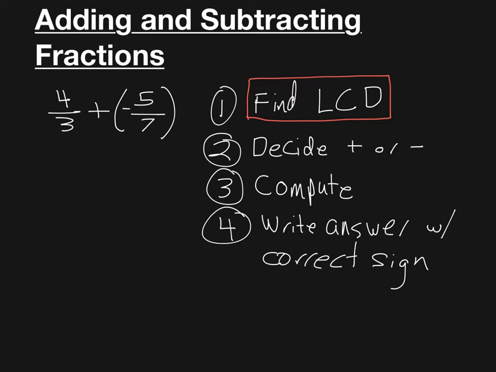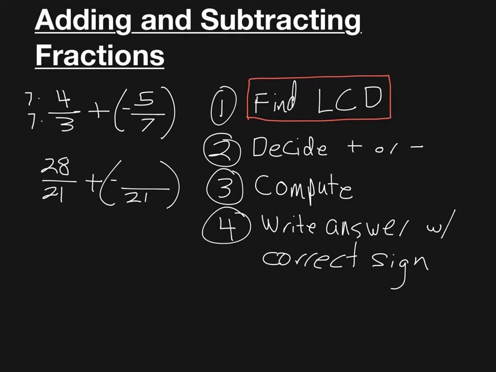If I'm looking at my denominators, I have 3 and I have 7. And I know that both of those numbers go into 21. So I'm going to rewrite my fractions here with 21 in the denominator. Okay. Now, if I want to change 4 over 3 into something over 21, I know I have to multiply my denominator by 7. Anything I multiply the denominator by, I also have to multiply the numerator by. So 7 times 3 gives us 21. 7 times 4 gives us 28.